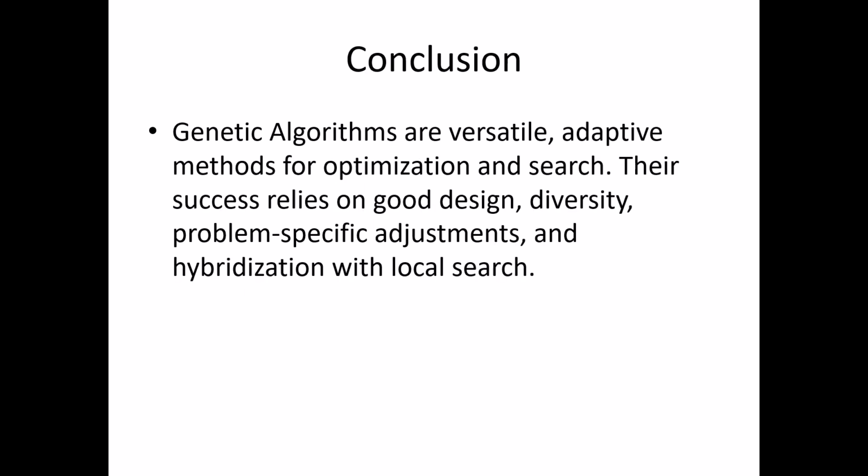Finally, conclusion. Coming to the point: genetic algorithms are versatile, adaptive methods for optimization and search. Their success relies on good design, diversity, problem-specific adjustment, and also hybridization with local search. Right? So we can use genetic algorithms to optimize our best solutions.